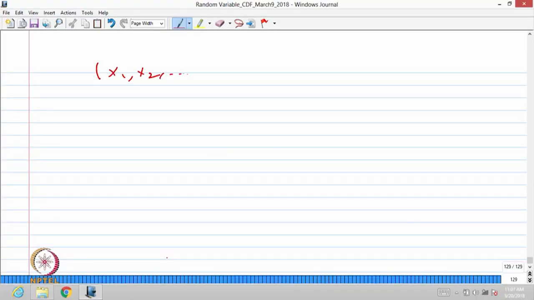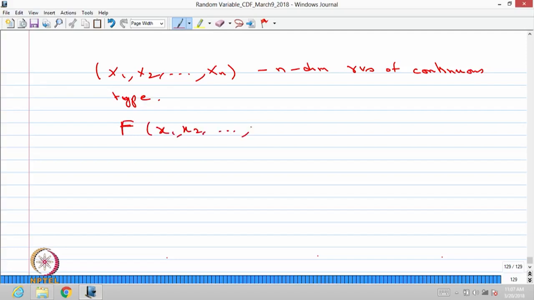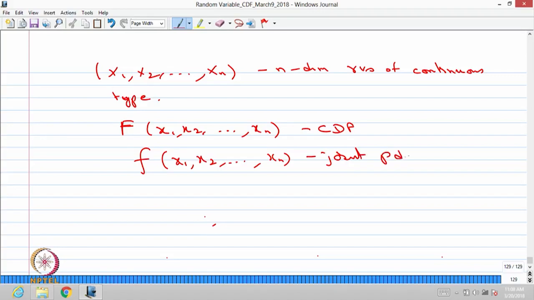The same concept can be extended for n dimensional random variables. That means this is an n dimensional random variable of continuous type, meaning each random variable is a continuous type random variable. Therefore, we get an n dimensional random variable of the continuous type. That means it has the CDF with the n variables. This is the CDF of the n dimensional random variable. We have the joint probability density function with the n variables x1, x2 and so on. This is a joint probability density function.